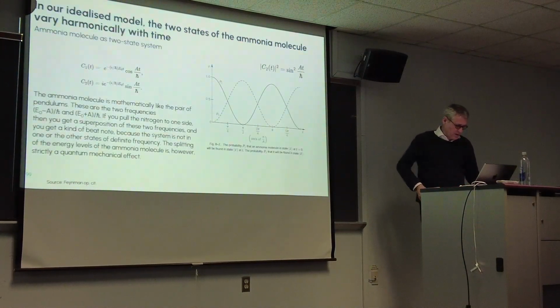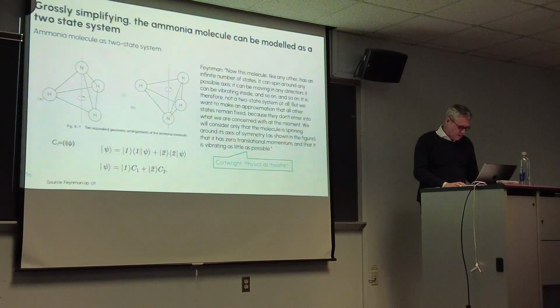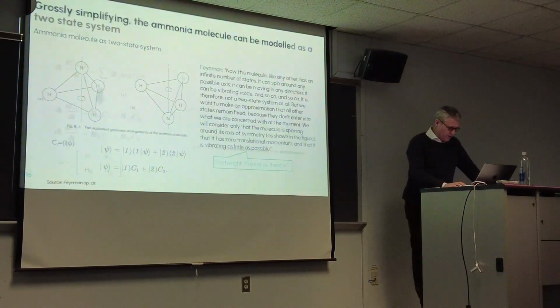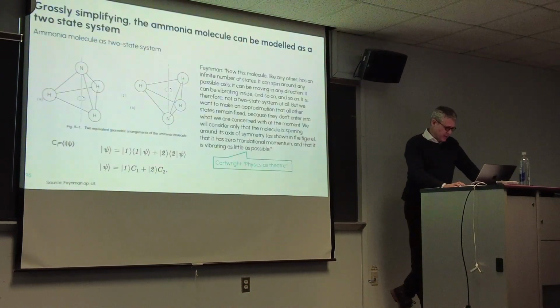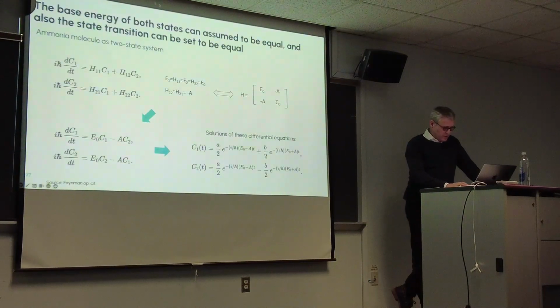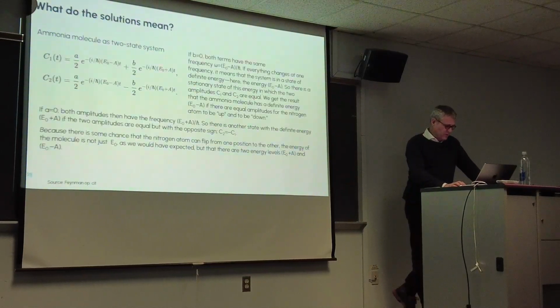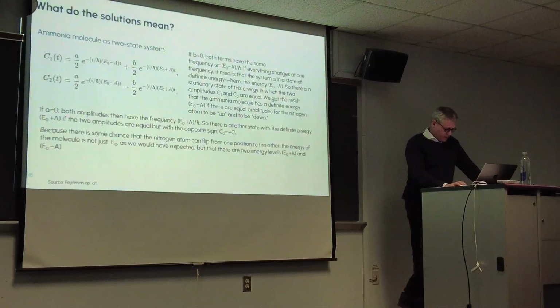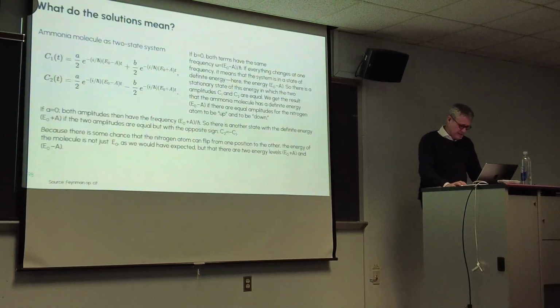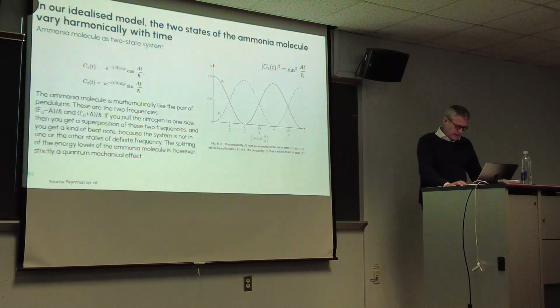So this is basically a very nice model. We make an artificial model of the system, we simplify it, and we get a very simple Hamiltonian. We use the Hamiltonian to set up the differential equations, and then we calculate the amplitudes of the two states, and then we can understand how the system is behaving.